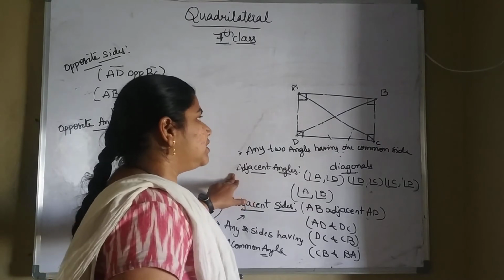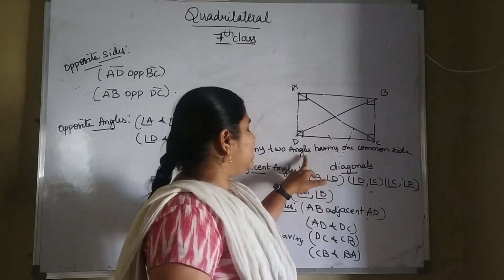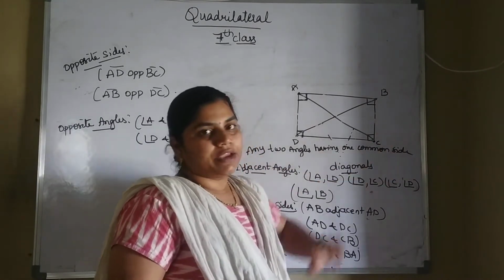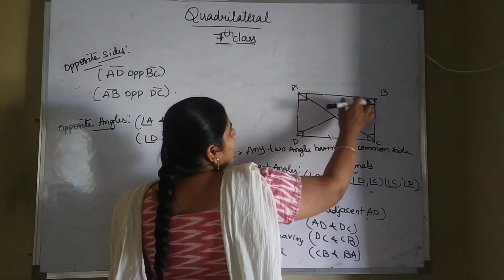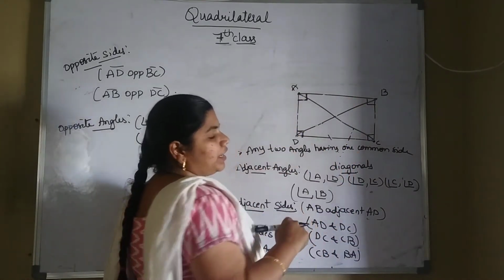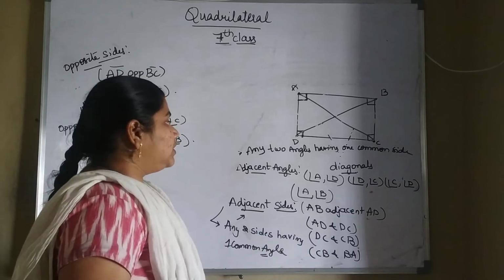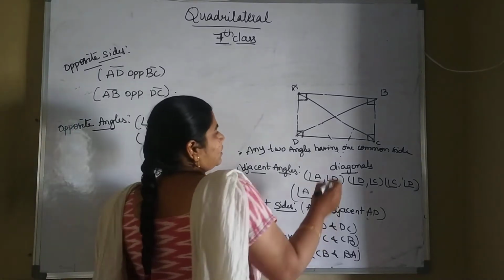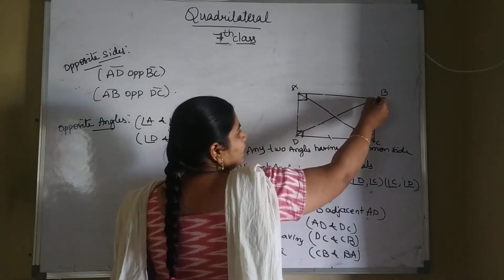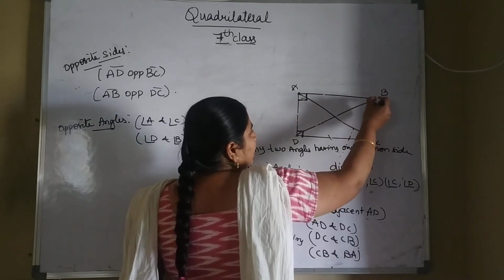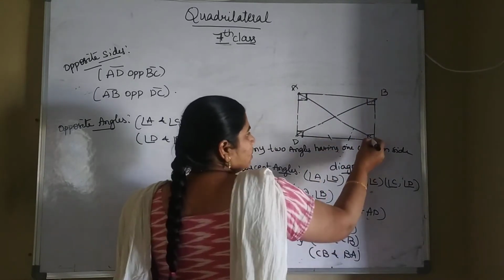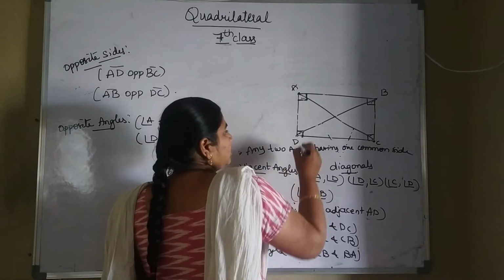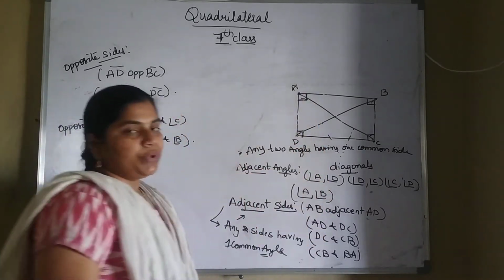What do you mean by adjacent angles? Any two angles having one common side, we will call them adjacent angles. So what are adjacent angles? AD is adjacent, AB is adjacent to each other, BC are adjacent to each other, CD is adjacent to each other, and DA are also adjacent to each other.